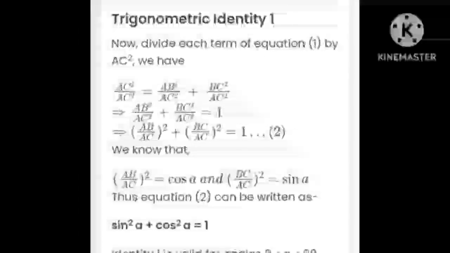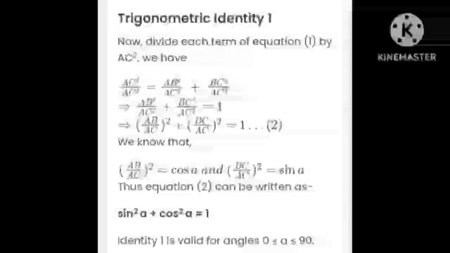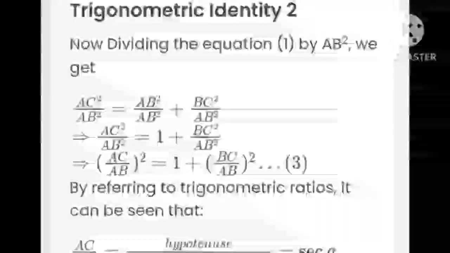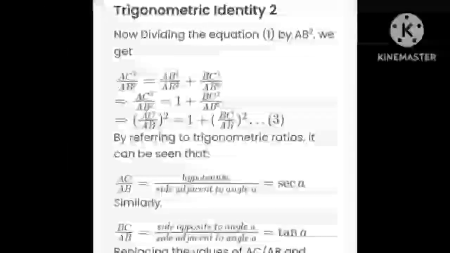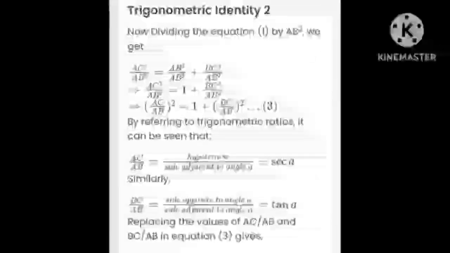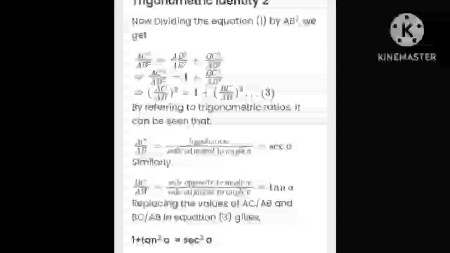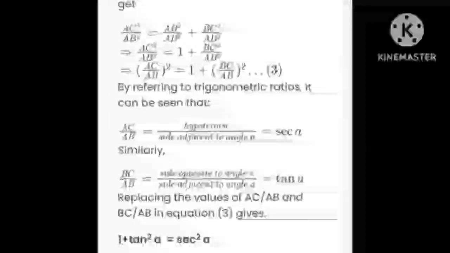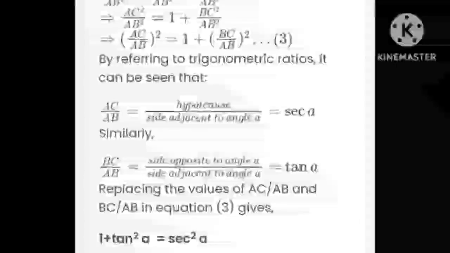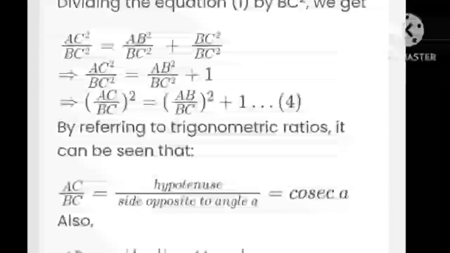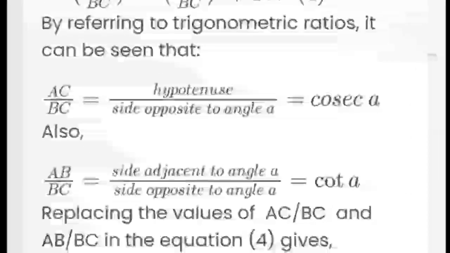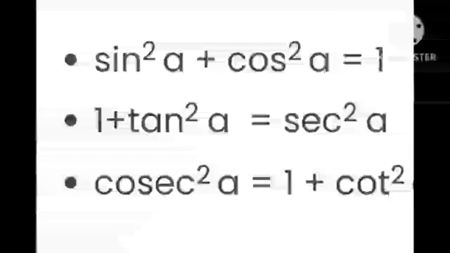Consider the triangle ABC. By solving, we get cos square A plus sin square A equals 1, 1 plus tan square A equals secant square A, and cot square A plus 1 equals cosecant square A. These are the three trigonometric identities. Using these identities, we can express each trigonometric ratio in the form of other trigonometric ratios.